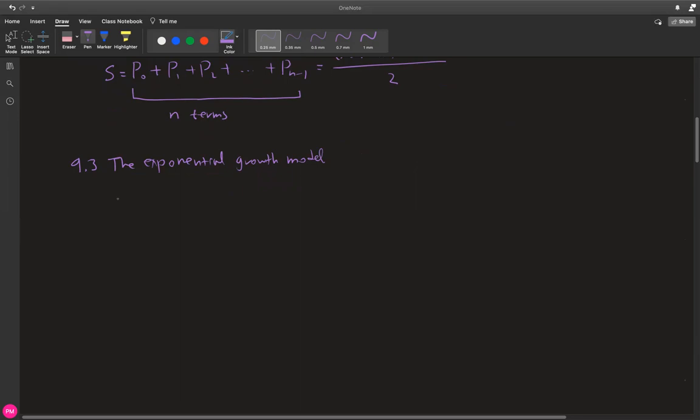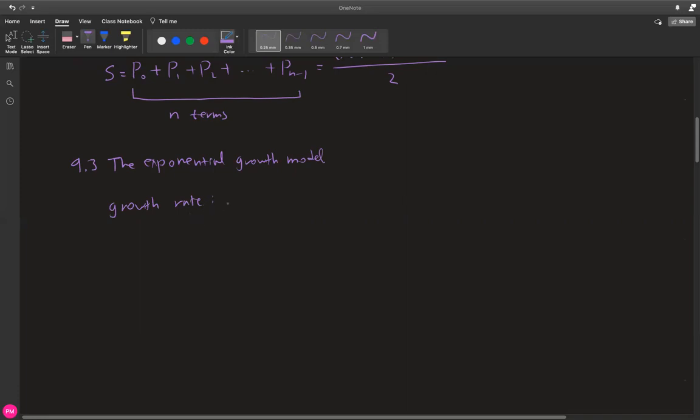So the first thing that we talked about here was the growth rate. Exponential growth is different from linear growth. And as you can see, this just grows with exponential behavior.